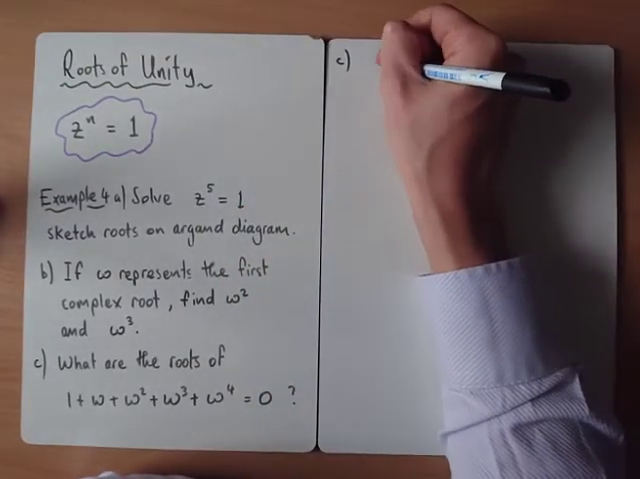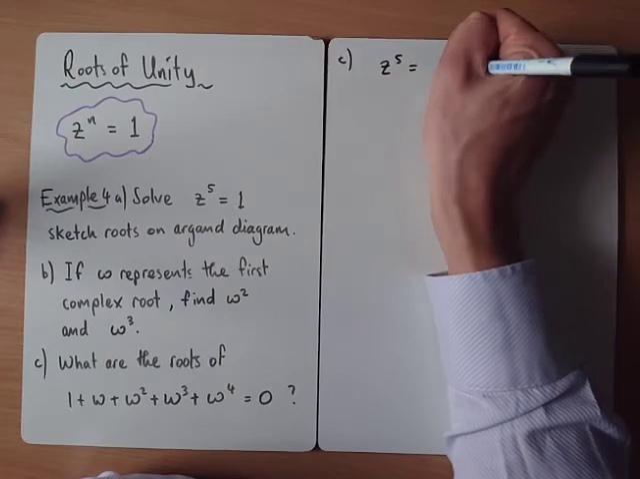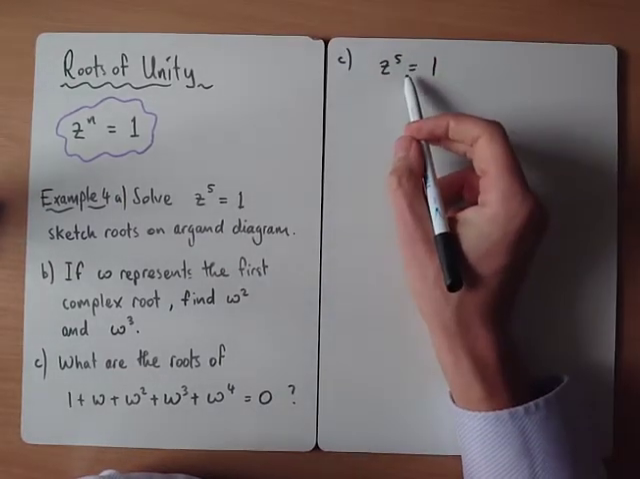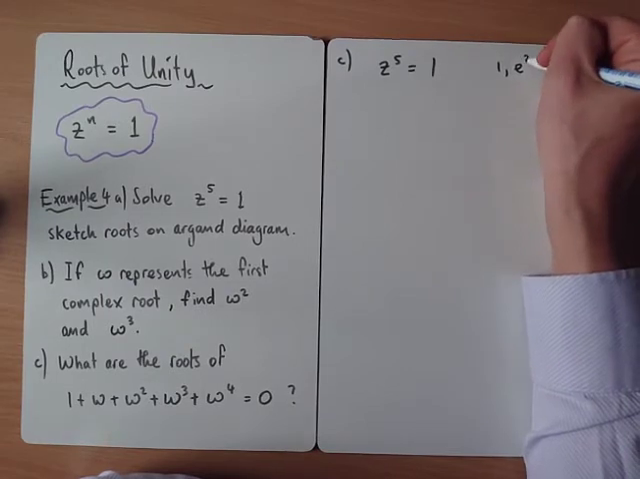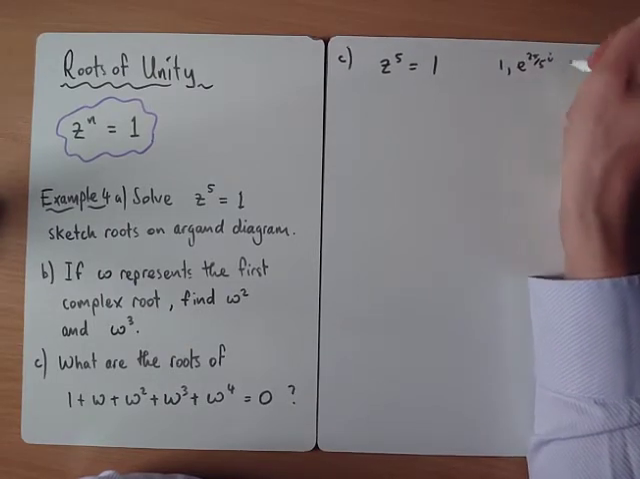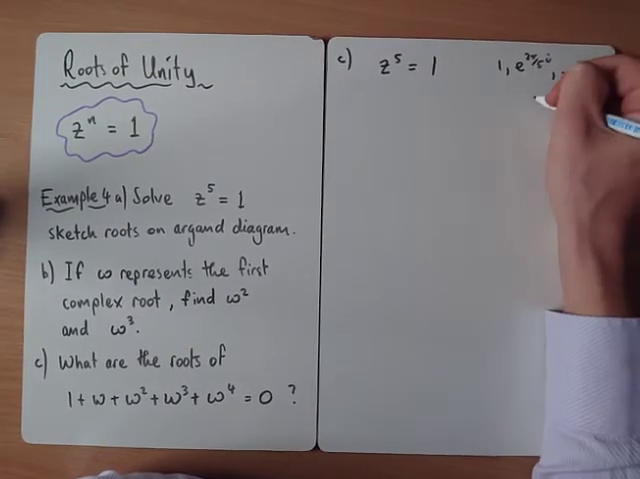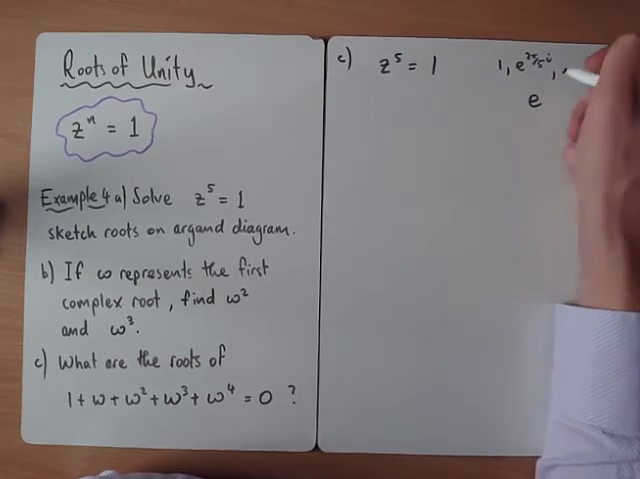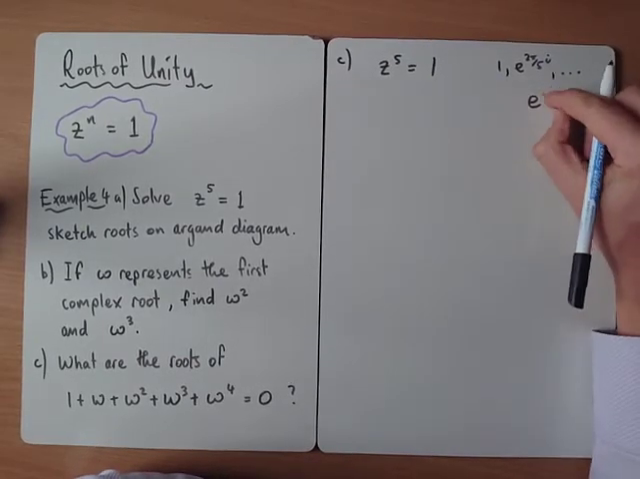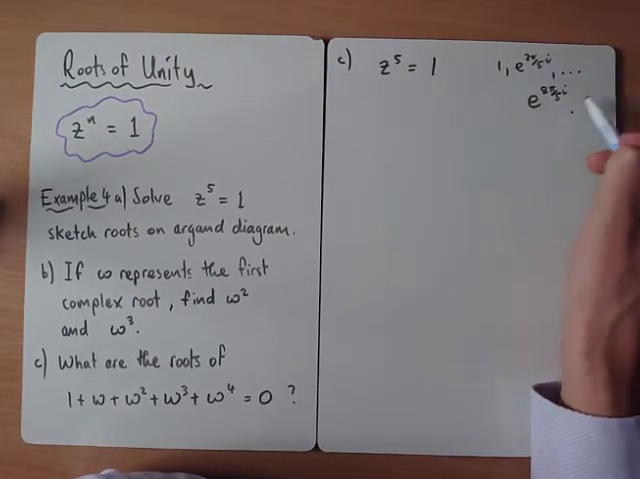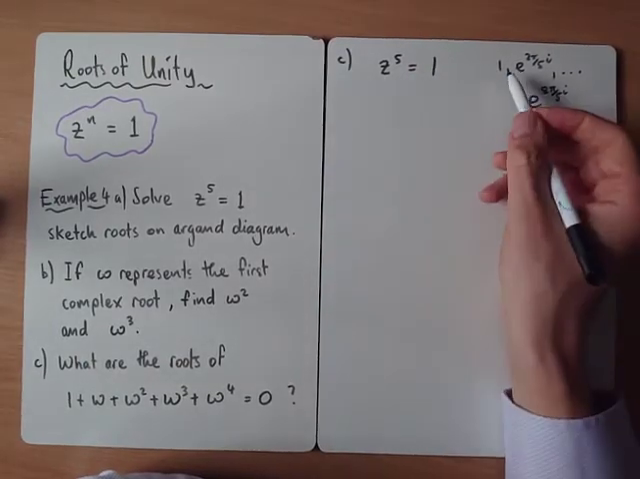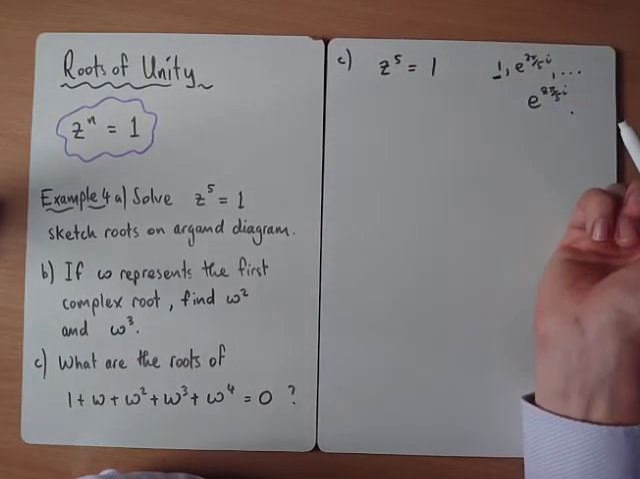Before we jump straight into this, let's just take a step back and think about what we've just solved. So if you look at z to the 5 equals 1, we know there's 5 roots of that equation: 1, e to the 2 pi over 5 i, and so on, all the way up to e to the 8 pi over 5 i. So we've got 5 roots for this equation, but let's just focus on the real root for a second.